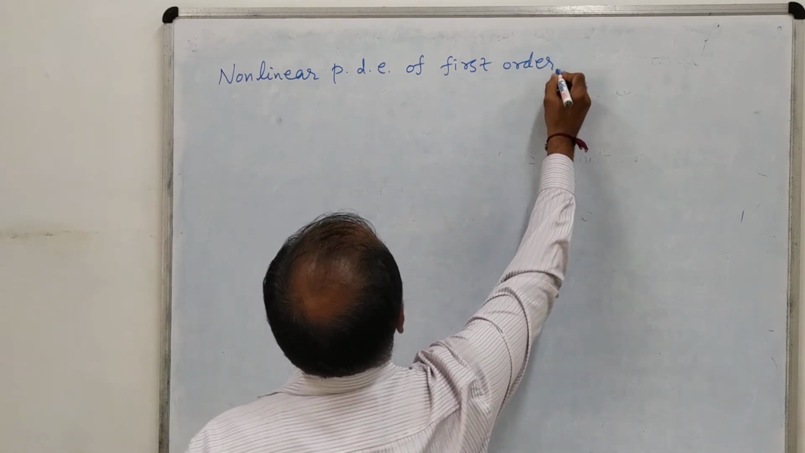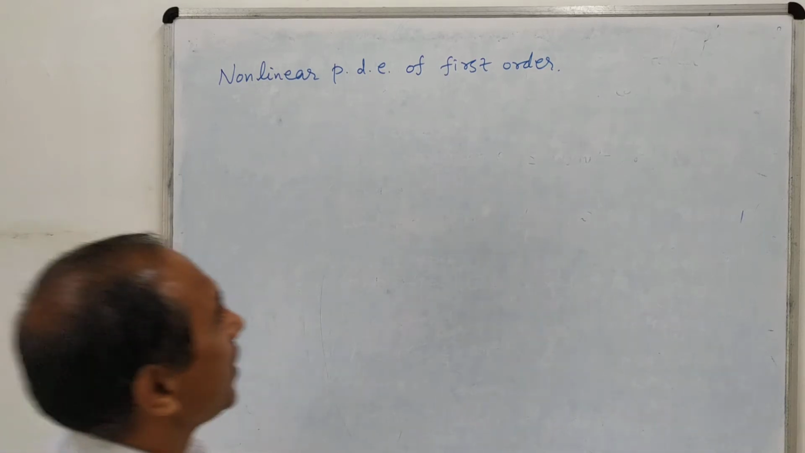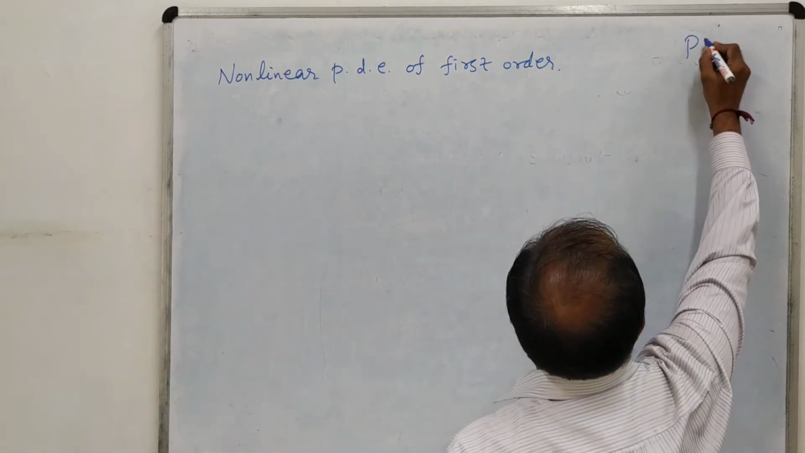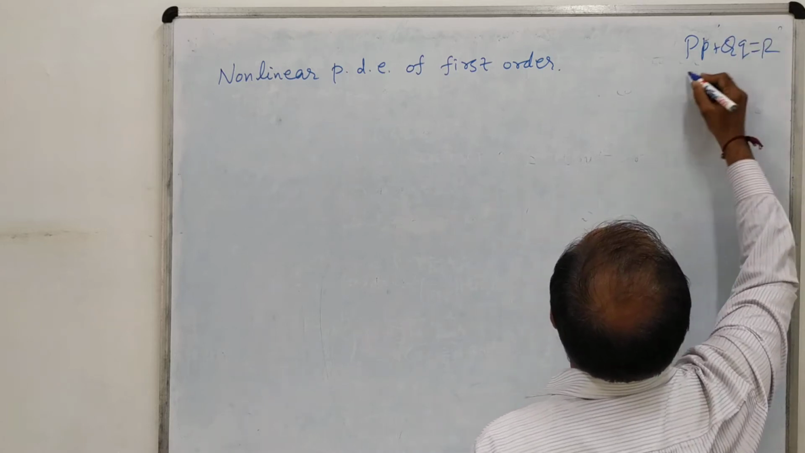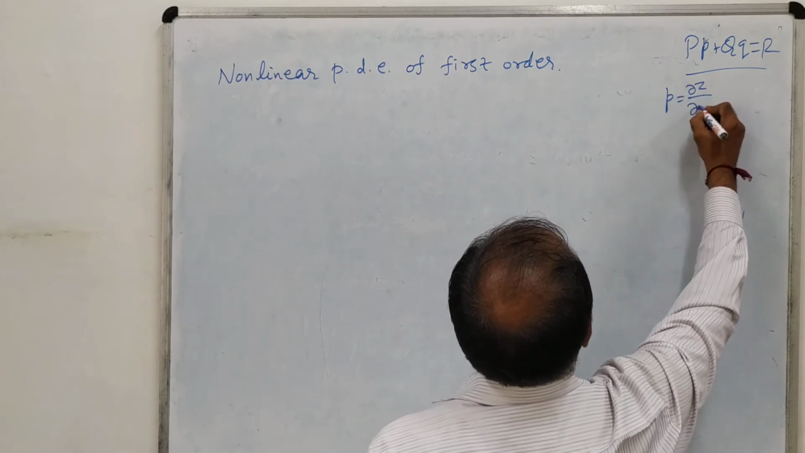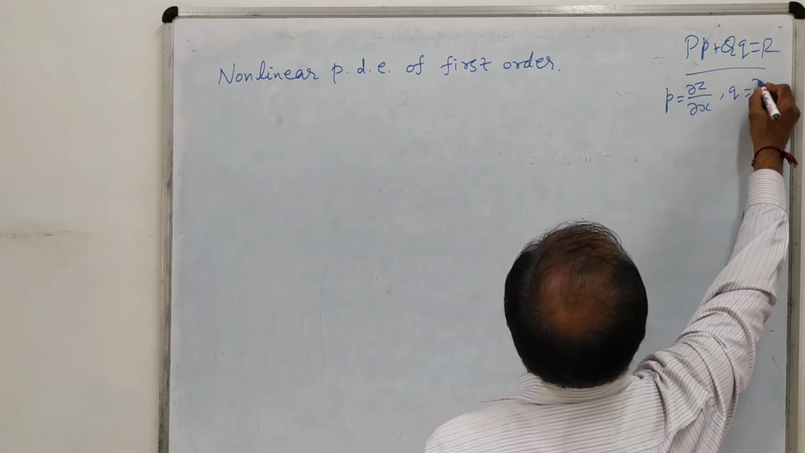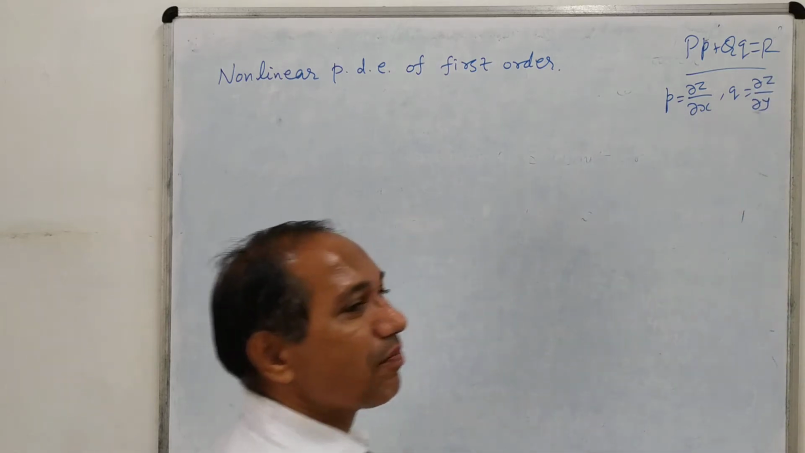So last time we have seen Lagrange's equation of first order in linear form, and that Lagrange's equation we have seen in the form of capital P small p, capital Q small q equal to capital R. In this form we have seen, where p, you know that it is nothing but del z by del x, and q is nothing but del z by del y. That we have seen. These p and q are the derivatives, and these are of first order.